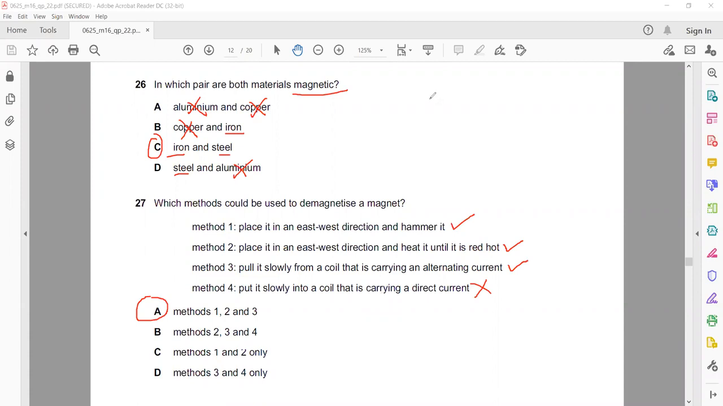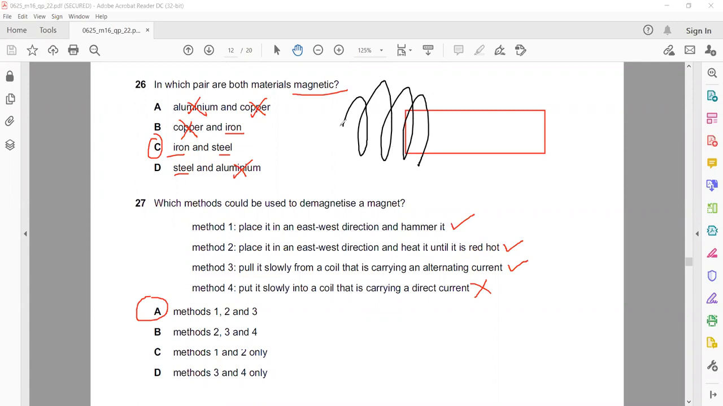Because when we apply an AC supply, it causes the domains to vibrate. For example, if we have a magnet we want to demagnetize, we use a coil which is carrying an AC, continuously changing direction. So what is the effect of this AC? It will cause the domains to vibrate. As these domains vibrate and we remove it from the magnet, a time will come when it is demagnetized.